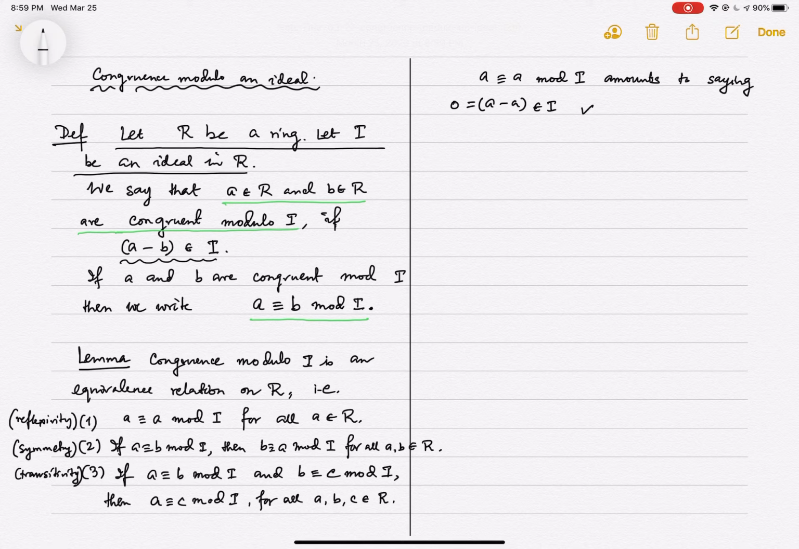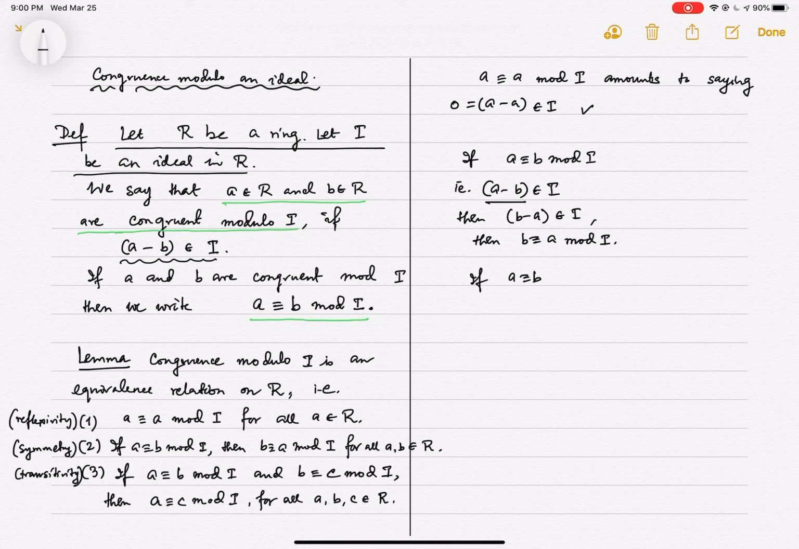So it contains 0. Okay, so that's true. If A is congruent to B, meaning A minus B is in I, then B minus A is in I, because B minus A is just the negative of A minus B. And again, I is a subring, so if it has an element, it has its negative. But if B minus A is in I, then B is congruent to A. Okay, as simple as that.